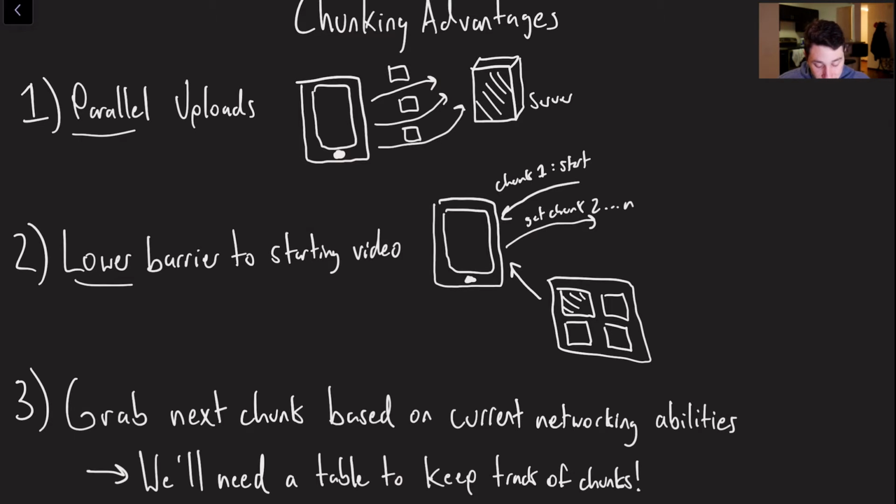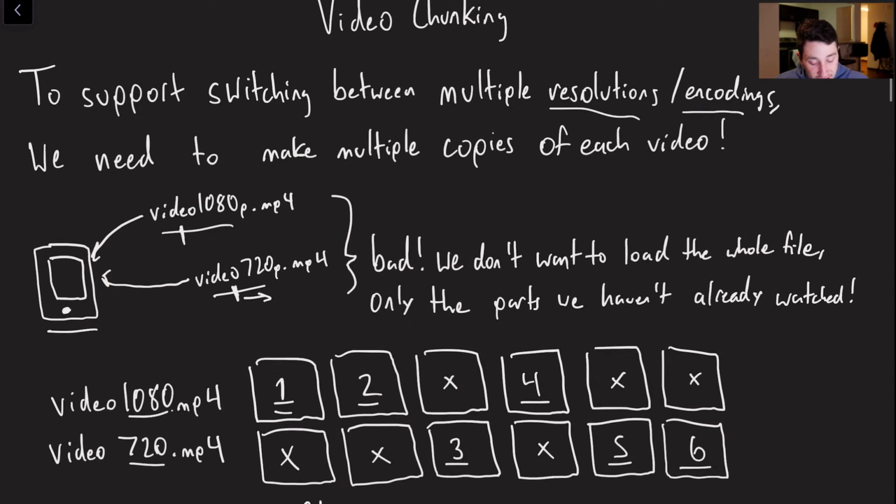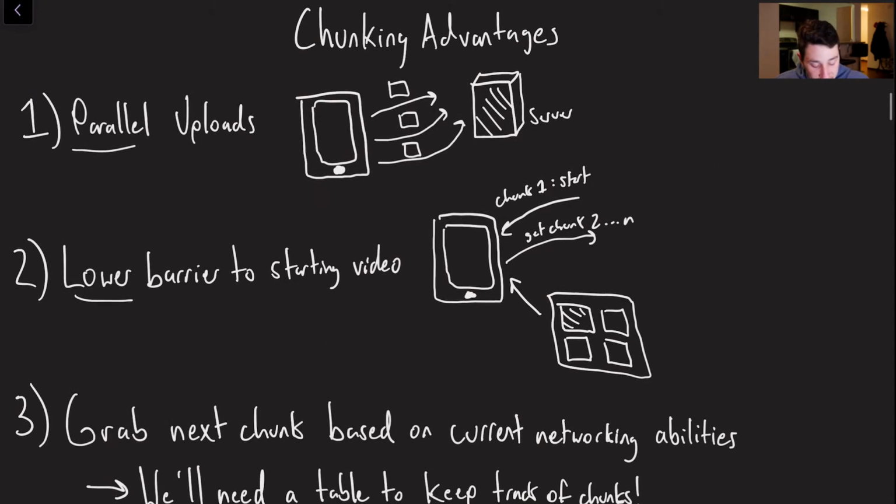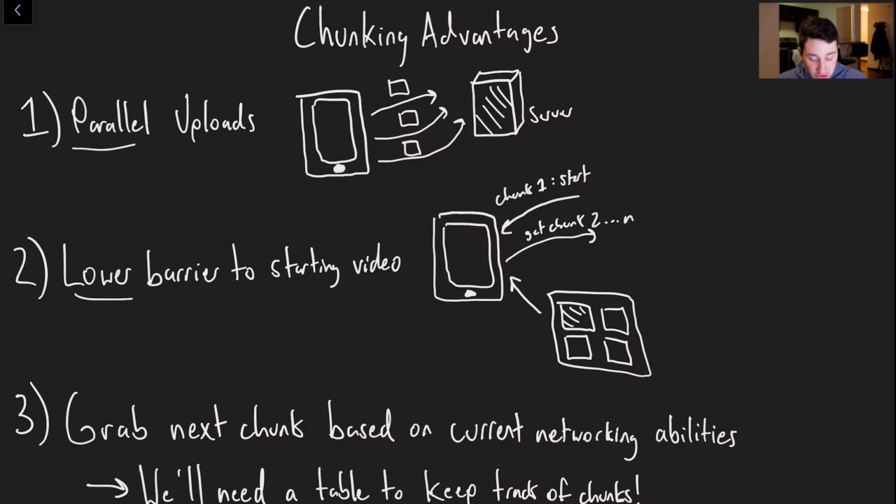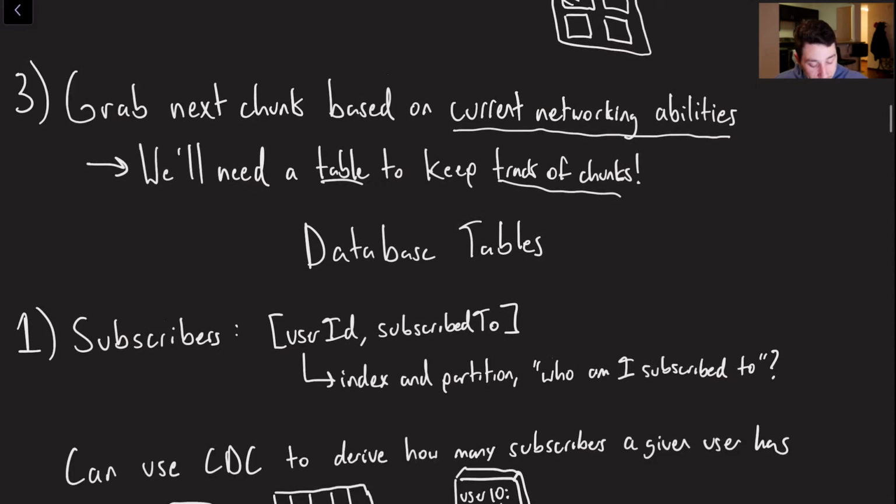Okay, and then of course, the last thing we just covered on the previous slide, which is that as our networking speeds change, we can grab the best chunk for us. So we're going to do so based on our current networking abilities. And as a result, we now have a bunch of different chunks per video. We're going to need some sort of table or some sort of database to keep track of all of these chunks because things are going to get complicated when we have so many different copies of every single file.